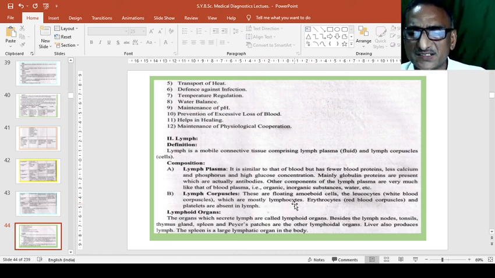These are lymphoid organs which form or secrete these lymph cells, and the lymph nodes, tonsils, thymus gland and Peyer's patches also produce these cells in the body, and the main function is to protect the body.